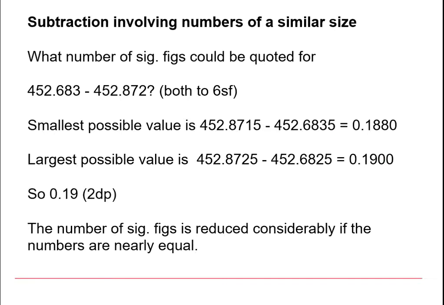And so those two values agree to 0.19 to two decimal places, or two significant figures is what we're considering here. As opposed to the six significant figures that we had previously, we've got a considerable reduction in the number of significant figures.